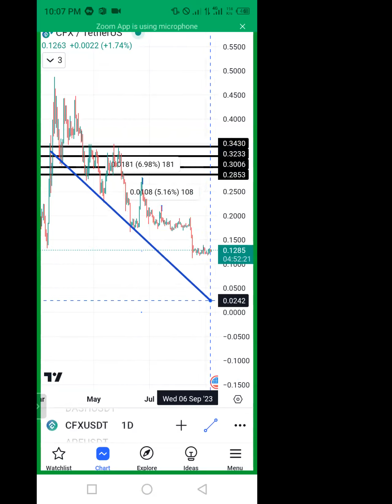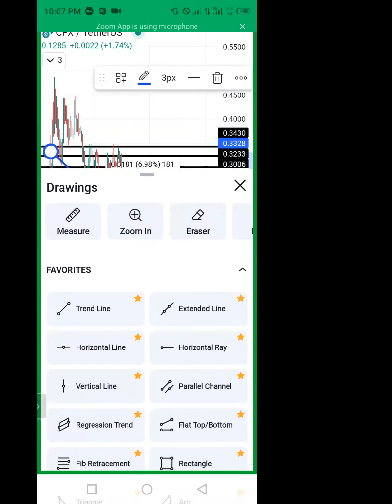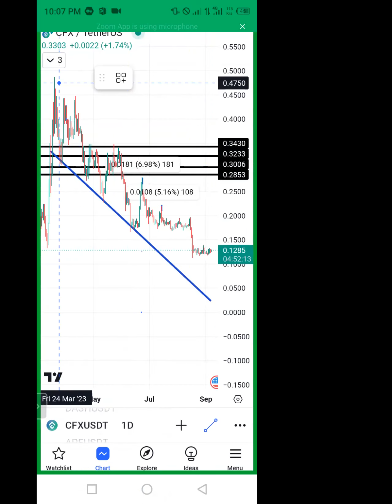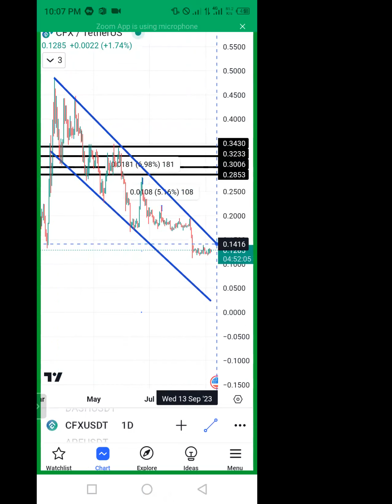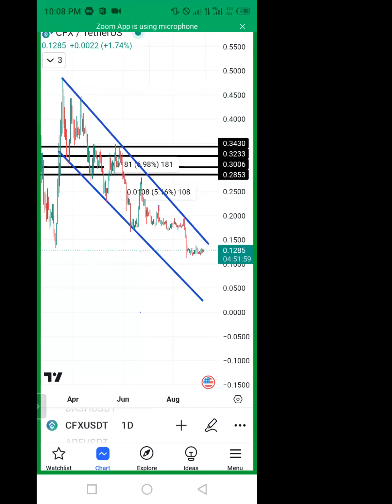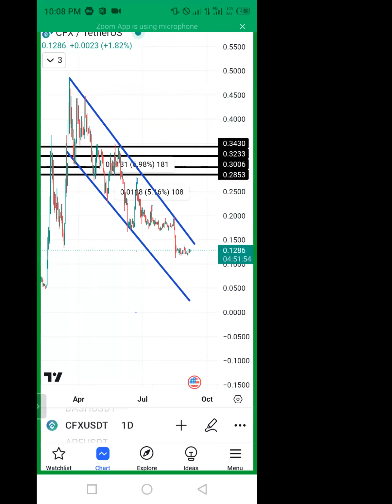I can also put another one to make a channel from this way, and then I click there. Remember, I said you move that to where I want it to be. So this one has been moving within the channel. The general trend is a downtrend. Remember, we said we are looking for TAE.